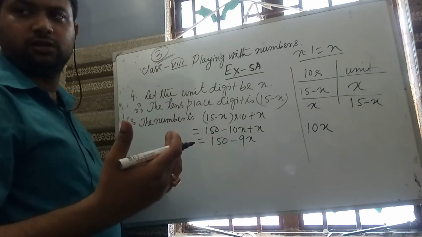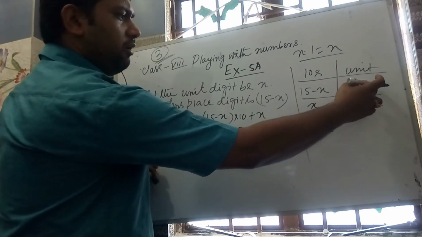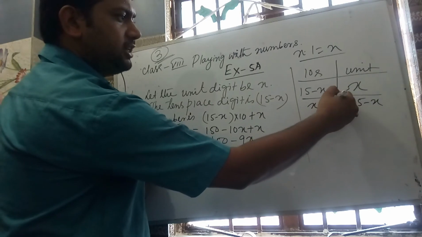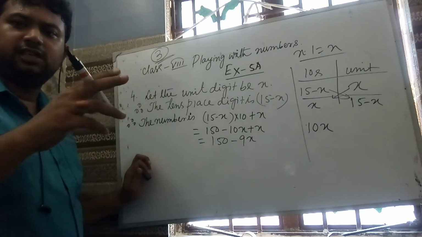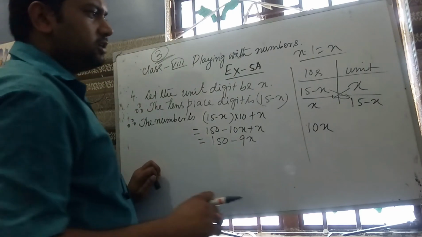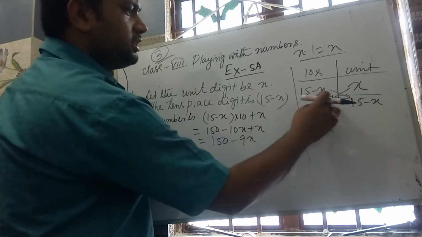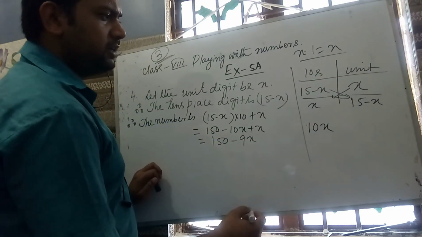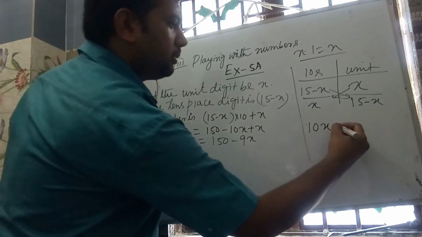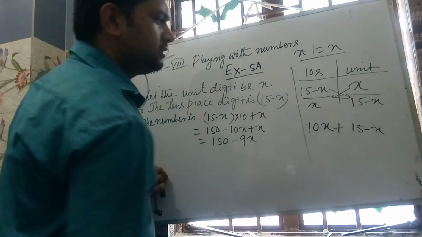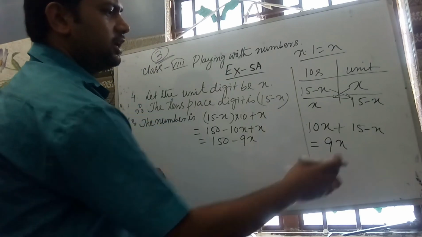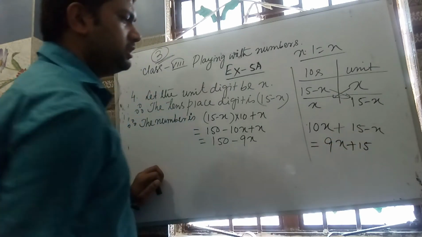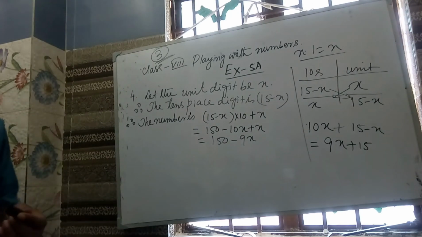Again I am repeating. Now our tens place digit is x. It has just come here, and the unit place digit is 15 minus x because they have interchanged their places. So tens place digit x, unit digit 15 minus x. Therefore the number will be tens place digit into 10 plus unit digit, that is 15 minus x. So it will be 10x plus 15 minus x, that is 9x plus 15. Is that clear to all of you? Okay.